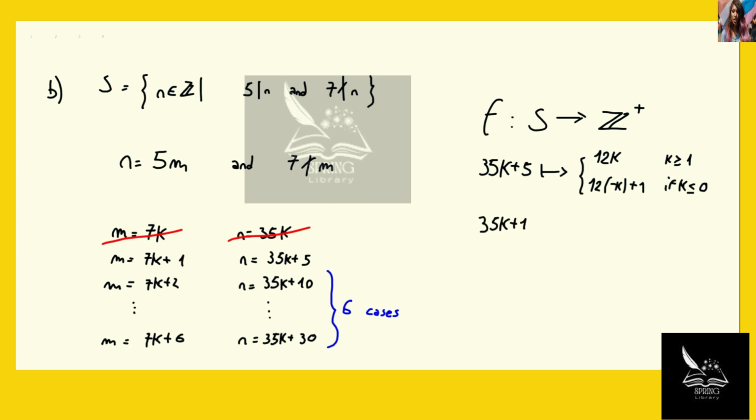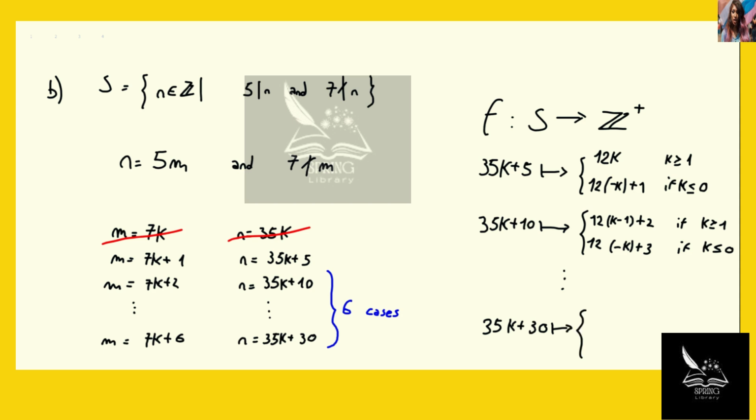Then we do the same with the class of 35k plus 10, which goes into multiples of 12 plus 2 and multiples of 12 plus 3. And we repeat all the way down to the last class, which is 35k plus 30, which goes into multiples of 12 plus 10 and multiples of 12 plus 11. And those cover all the possible cases inside Z+.